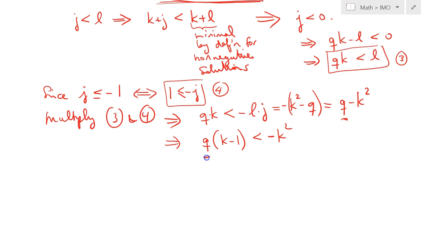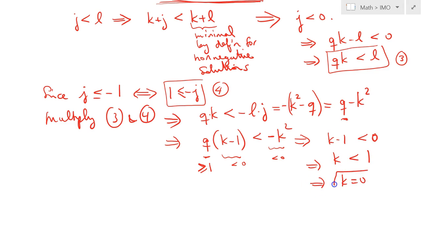As a result, because q itself is positive, remember, q is an integer greater than or equal to 1, because the right hand side is negative, it must be that k minus 1 is strictly less than 0. But remember, k is an integer, so k is less than 1. The only non-negative integer less than 1 is that k must be equal to 0.